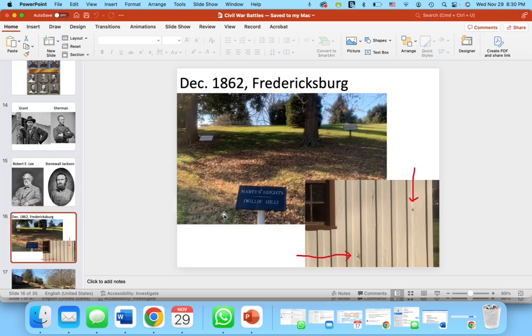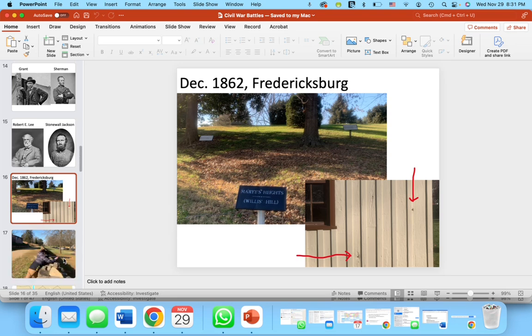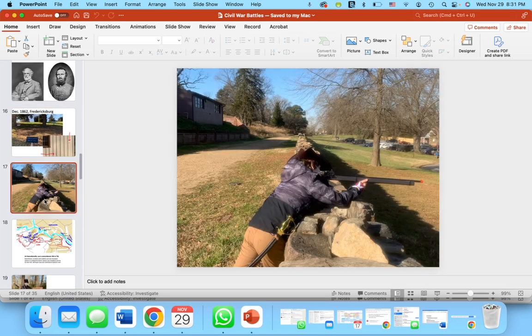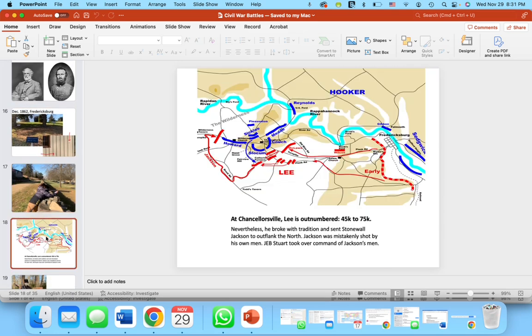December 1862, the North charged right uphill, and Lee and the Southerners were dug in, and they beat the North. Here you can see the bullet holes are still in the buildings. Okay, and here's my son at Fredericksburg a couple years ago. It was stupid for the North to charge uphill, and the South beats them.